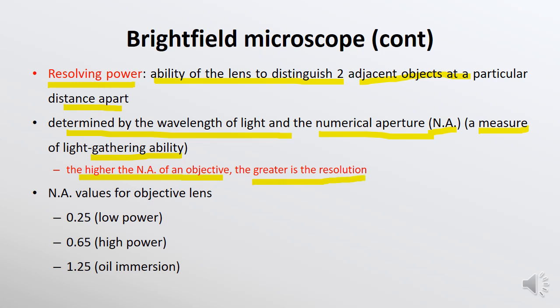Numerical aperture values for objective lenses can be low, up to 0.25. For high power, usually 0.65. Oil immersion is usually 1.25. I won't recommend you to remember these values. As long as you remember these details, it is sufficient for now.